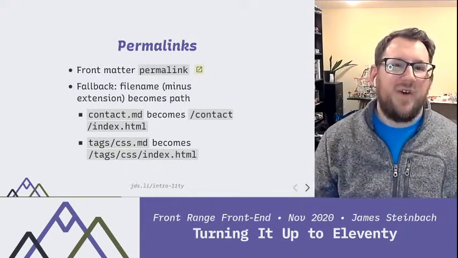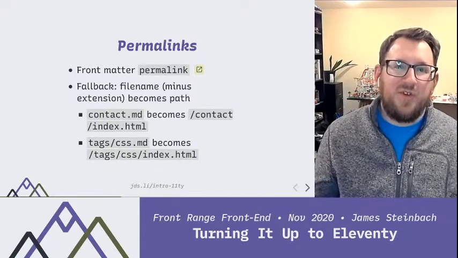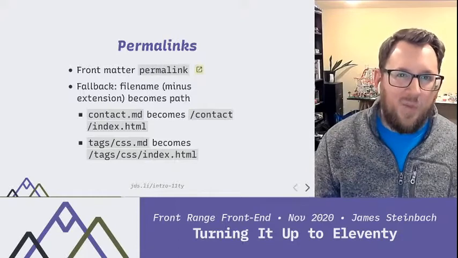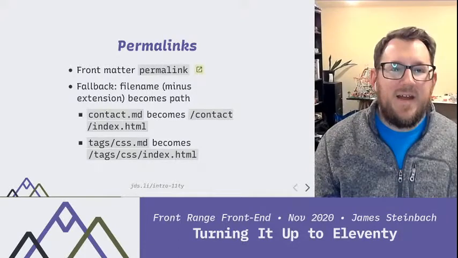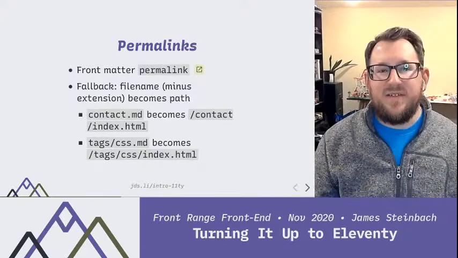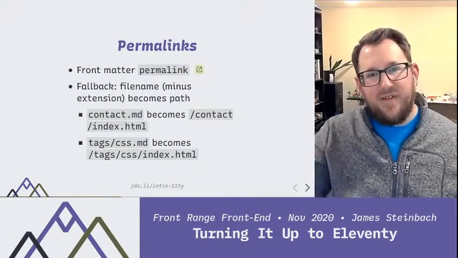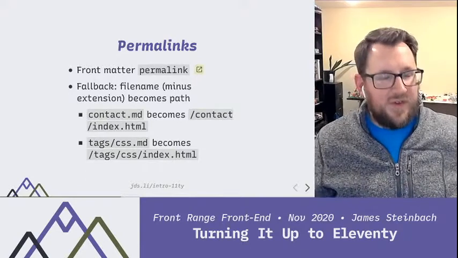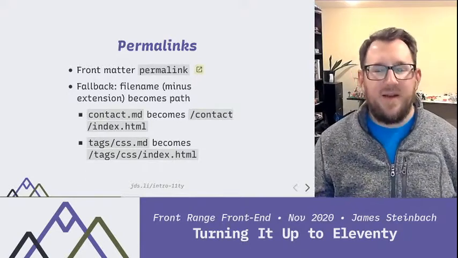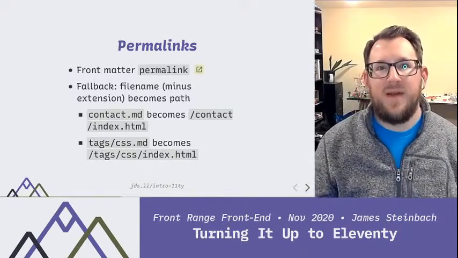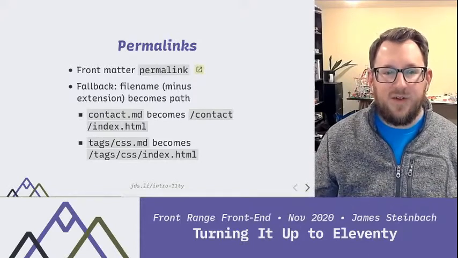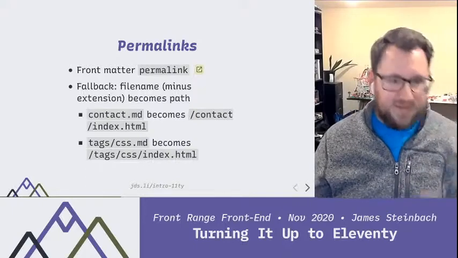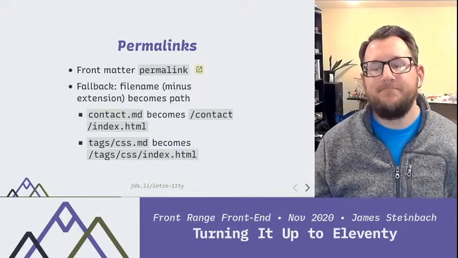But what if a post or page, an object source, doesn't have a permalink key in its front matter already? Then the fallback is Eleventy takes its file name, including the path, takes off the extension, and that becomes the path for index.html. That's the default. So contact.markdown would become contact/index.html. If you had a folder called tags, including a file called css.markdown, then it would go to tags/css/index.html.